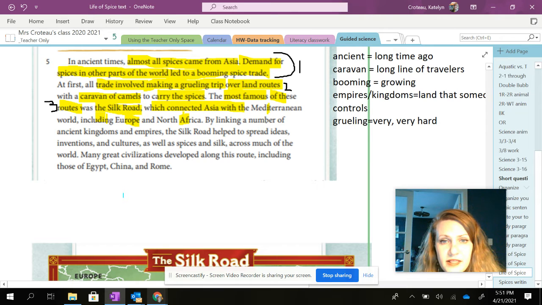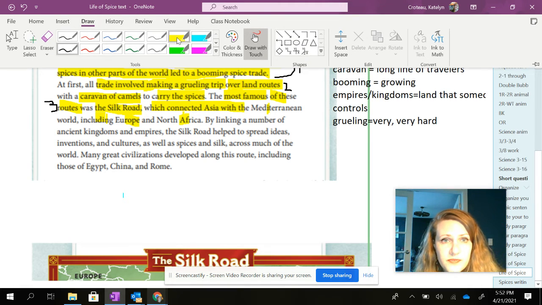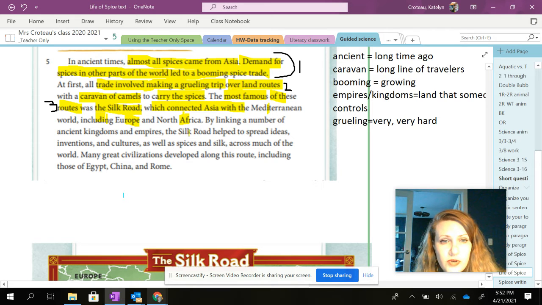Okay, by linking a number of ancient kingdoms and empires, the Silk Road helped to spread ideas, inventions, and cultures, as well as spices and silk across much of the world. So honestly, if you're going to pick a Silk Road fact, you should pick this one or this one, not 2, because this is not an essay about the Silk Road, right? This is an essay about trade.